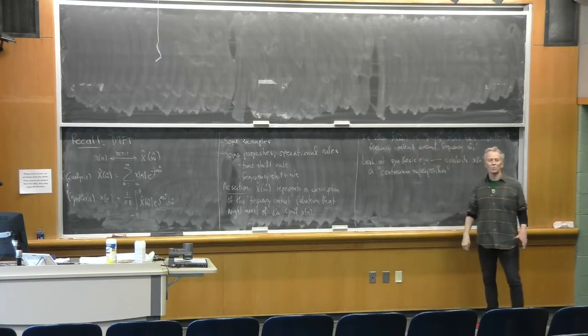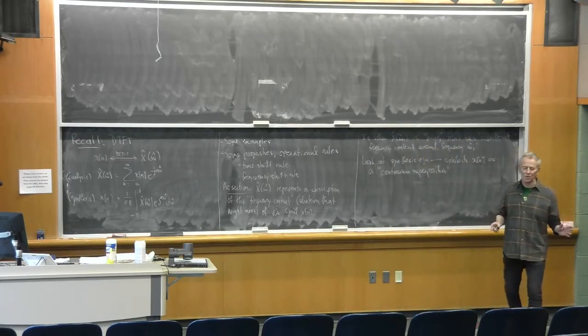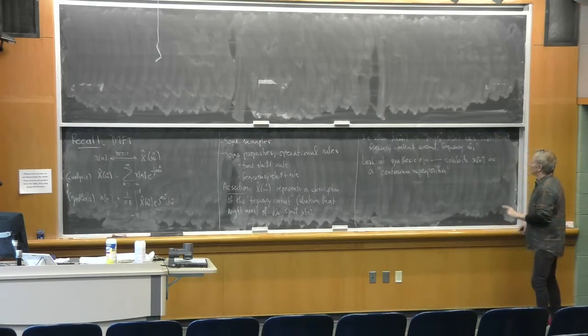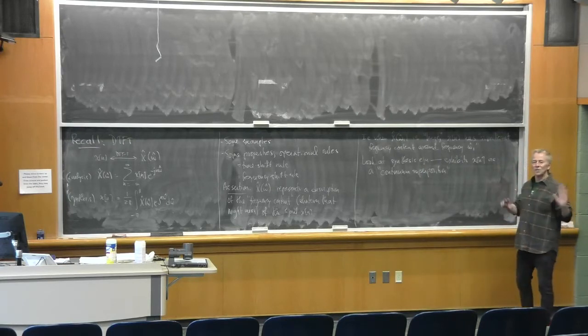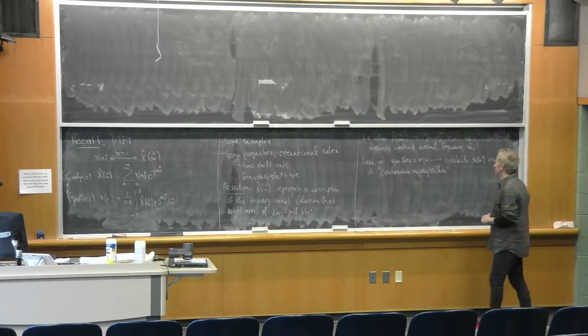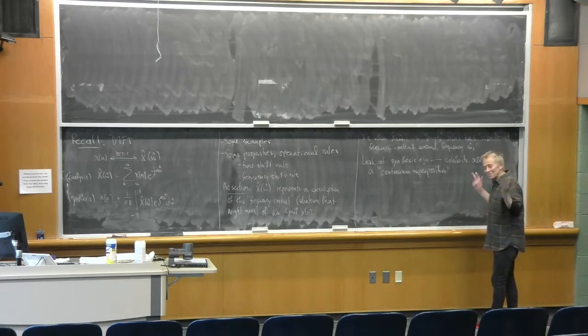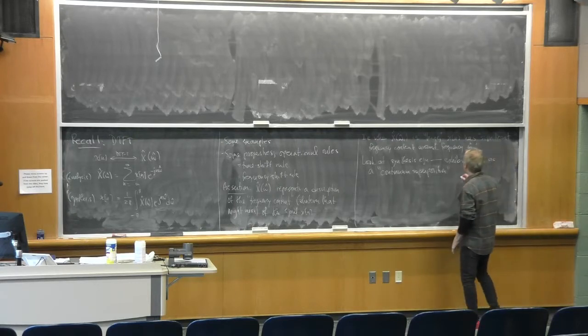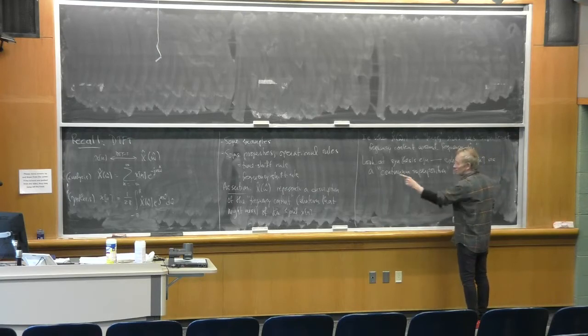Physicists love the word superposition. Back row Sam knows this, I know because he's taken AP classes, but superposition is one of the physicists' favorite words, okay? And all it means is linear combination, period. That's all it means. All right, so x of n is a continuum superposition of pure sinusoids.